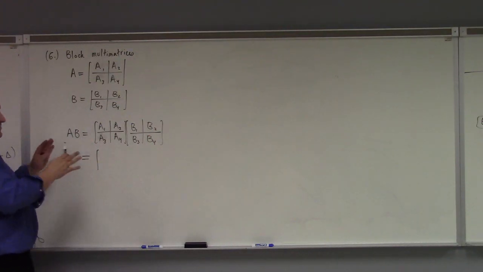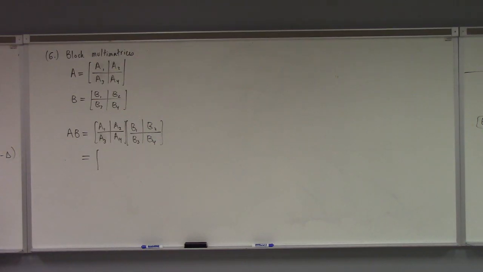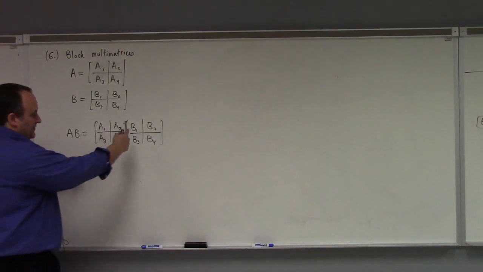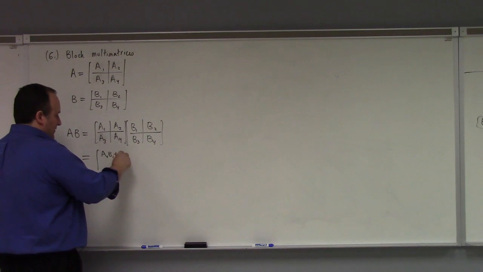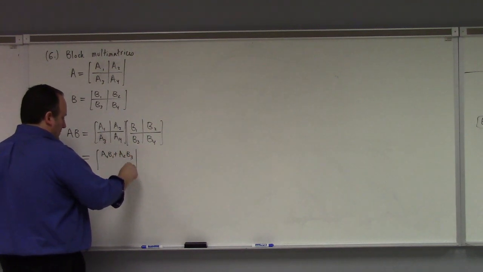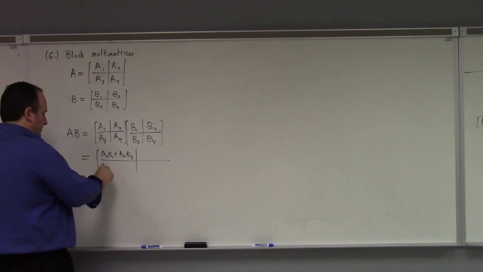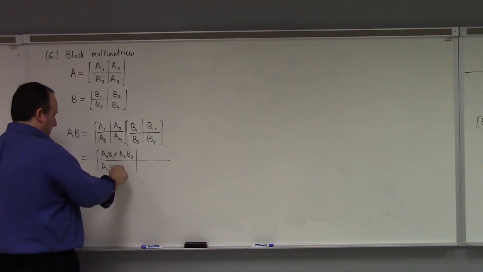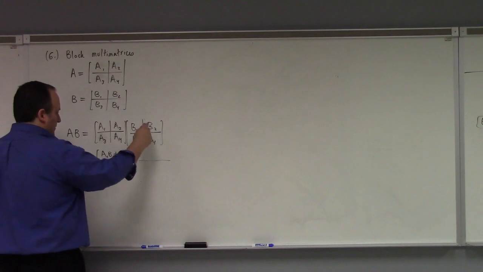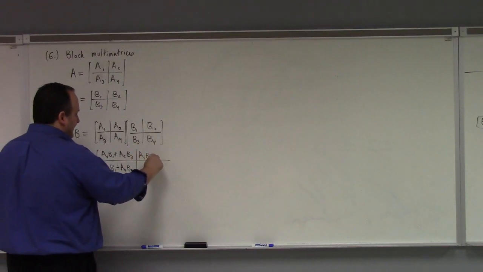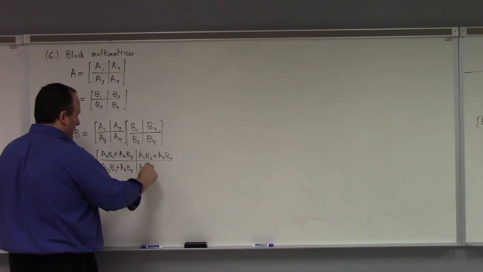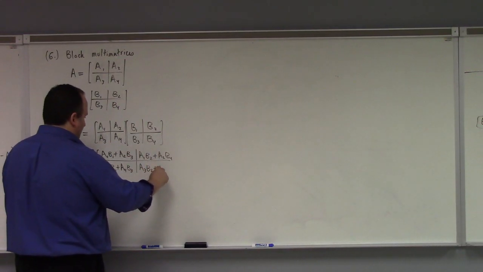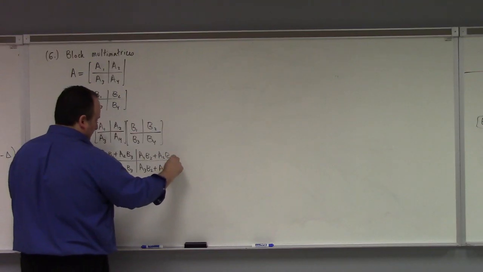So we multiply them as if they're numbers, but we have to be careful because they're matrices so they don't commute, right? So we do the usual thing, A1 B1 plus A2 B3, and then A3 B1 plus A4 B3, A1 B2 plus A2 B4, A3 B2 plus A4 B4, right?